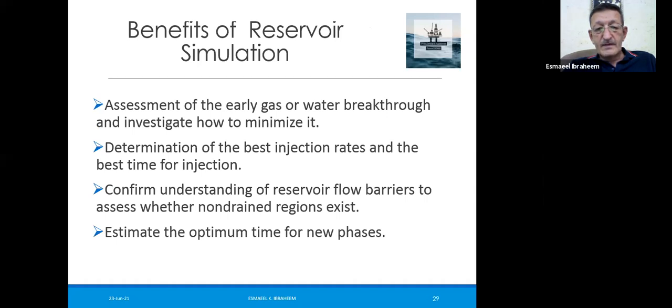Another benefit is that the simulation assesses early gas or water breakthrough and investigates how to minimize it. It determines the best injection rates and the best time for injection, confirms understanding of reservoir flow barriers to assess whether non-drained regions exist, and estimates the optimum time for new phases. All these are also benefits of the simulator.